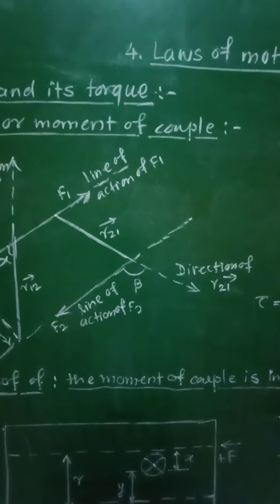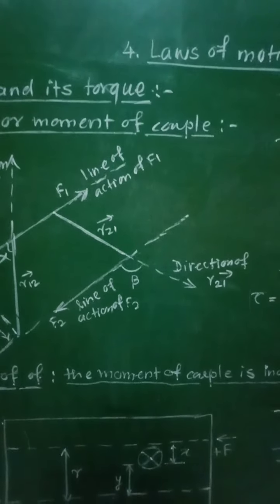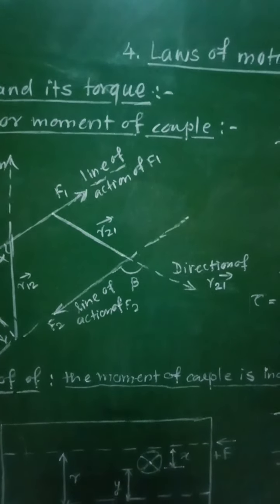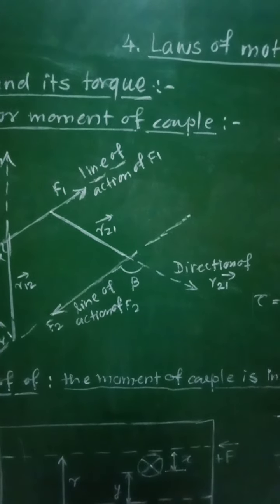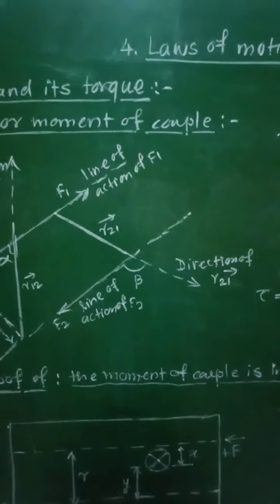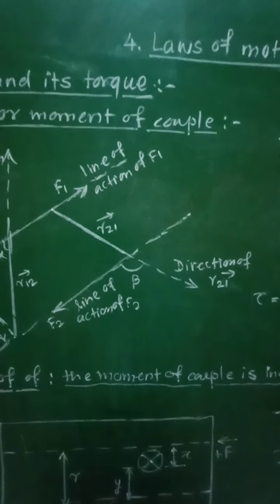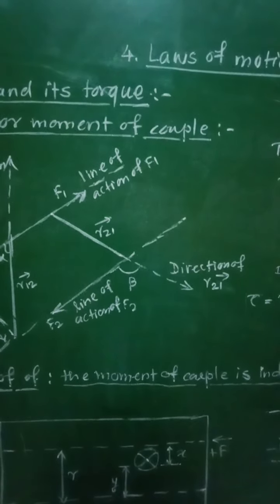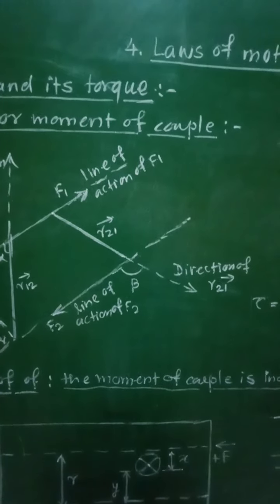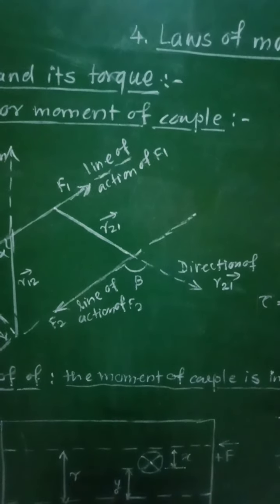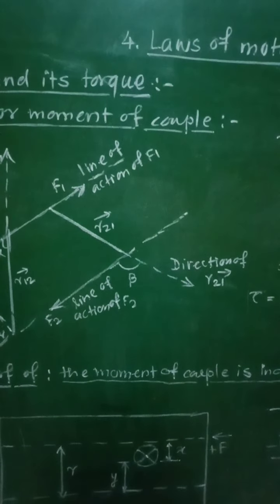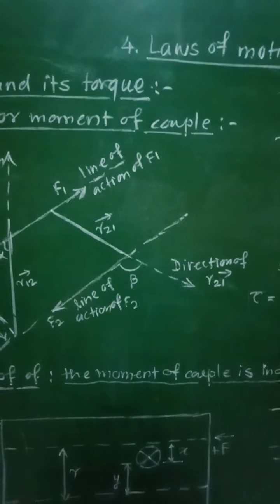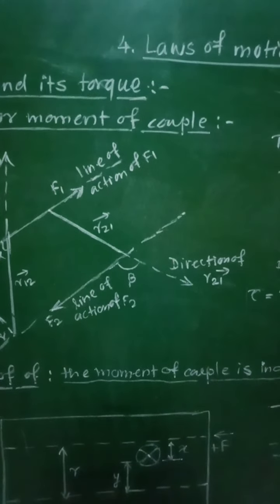A couple produces purely rotational motion of the body. When a couple is acting on any body, it produces purely rotational motion of the body, that is, due to the action of a couple or the torque, the body will be set into rotational motion. The moment of couple, or the rotational effect of a couple, is called torque.